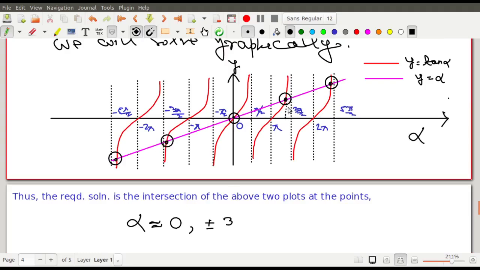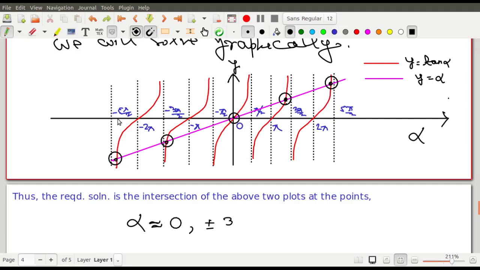Had it been the exact diagram in the software, then it would be very near to 3 pi by 2. This point is very near to 5 pi by 2, and similarly over here also you see this point is very near to minus 3 pi by 2, and this point is very near to minus 5 pi by 2. So approximately I can take it in this particular way.